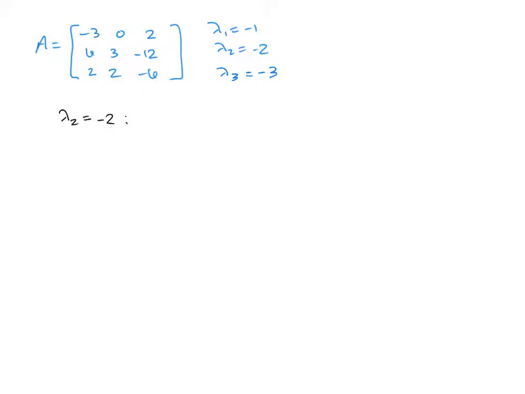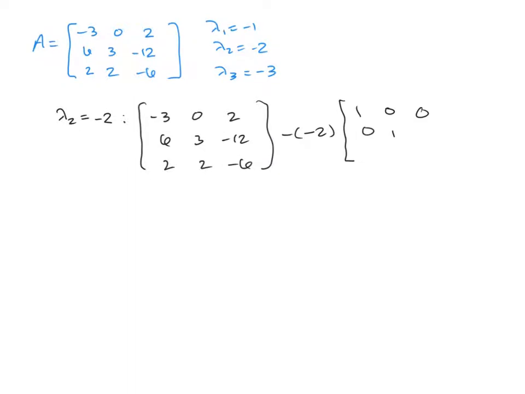Remember again, this is the same thing as subtracting a -2 off the main diagonal. So this is actually -3, 0, 2, 6, 3, -12, 2, 2, -6. And again, this is minus a -2 times the 3 by 3 identity matrix. So again, in essence, we're going to just be adding 2 to the main diagonal of the matrix A. So we're going to be bumping it up by 2.